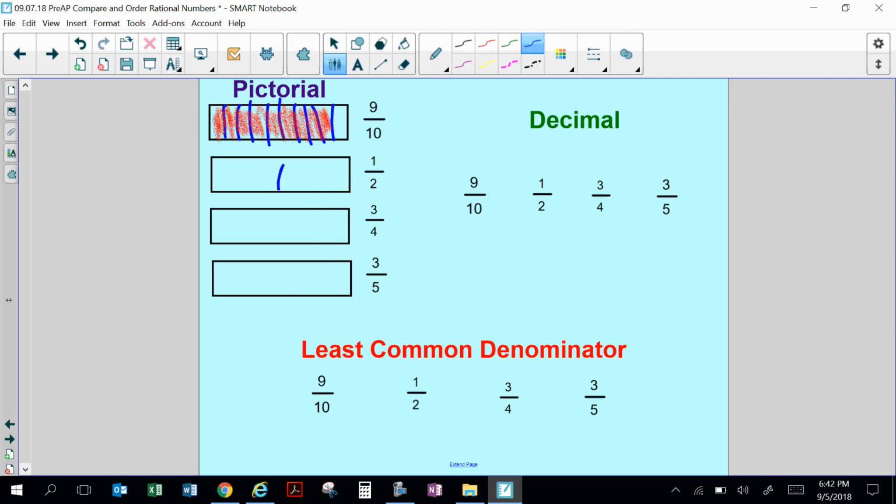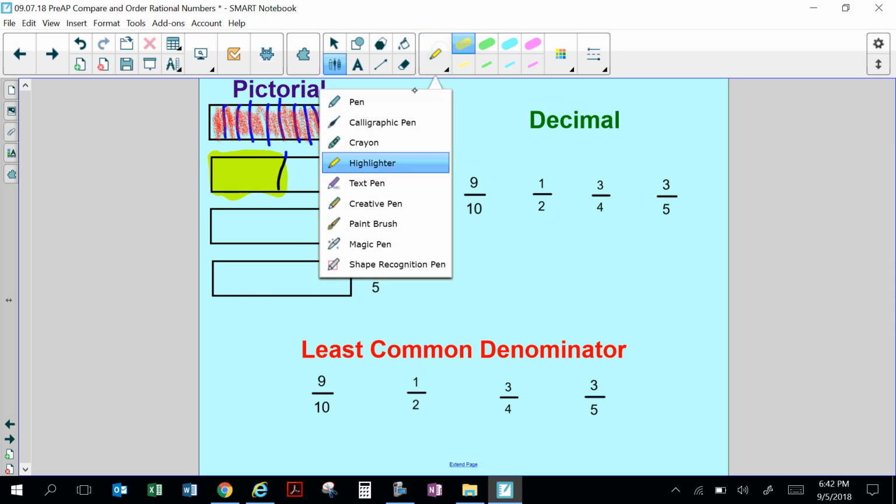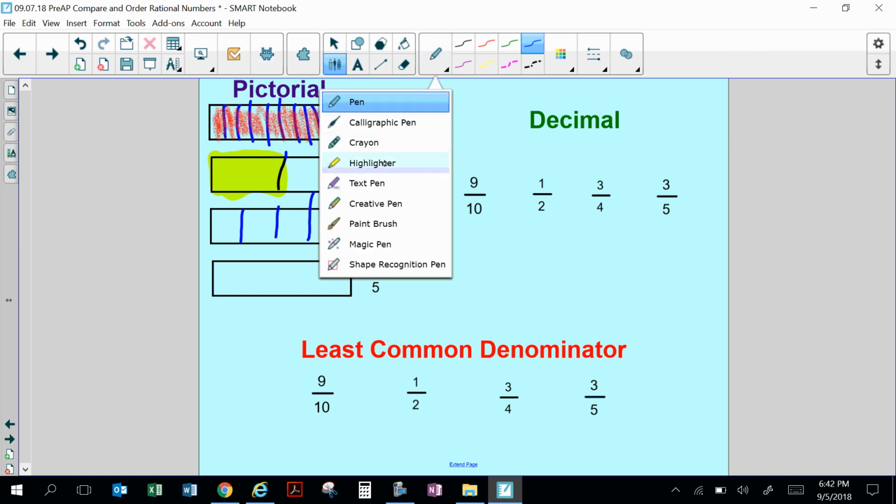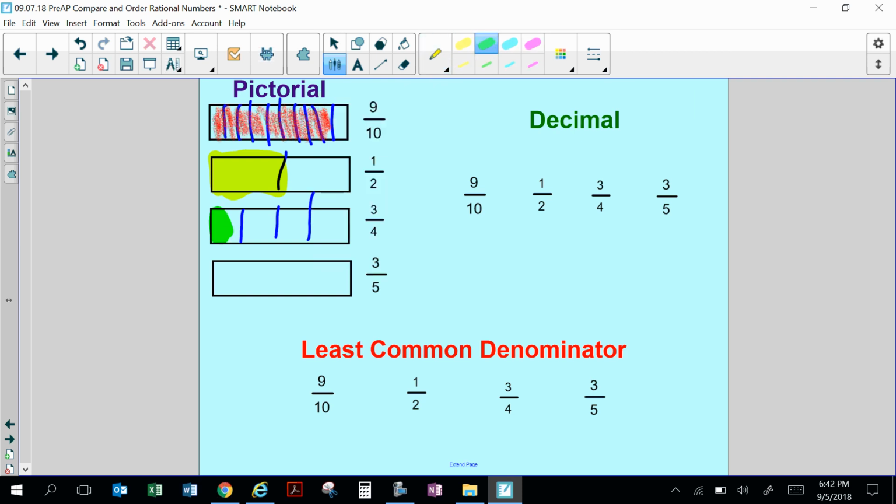And then this is half. I shaded half of it. And then 3/4. Cut this into fourths. I shade in 3 of the fourths. And then 3/5. So cut this into fifths. 1, 2, 3, 4. I shade in 3 of the fifths. So from what I said, the tallest is 9/10, then 3/4, then 3/5, then 1/2. That's one way to do it.